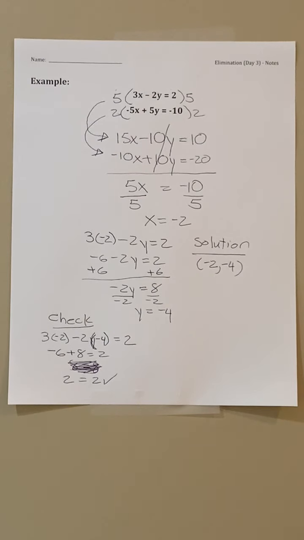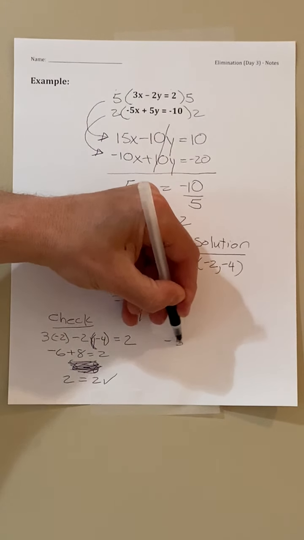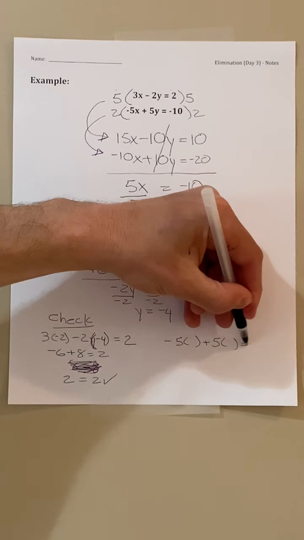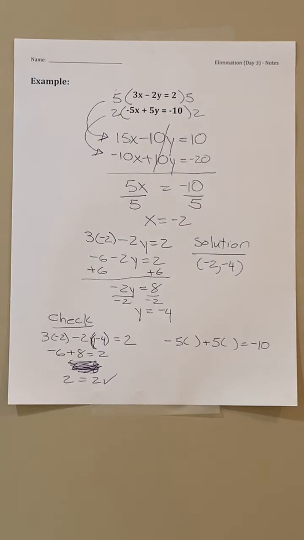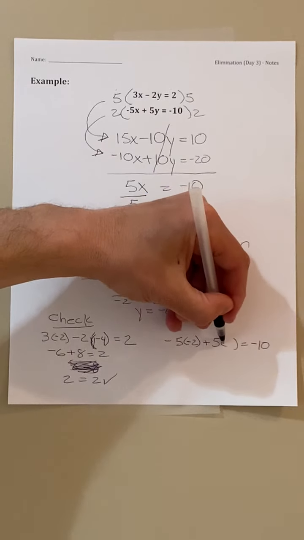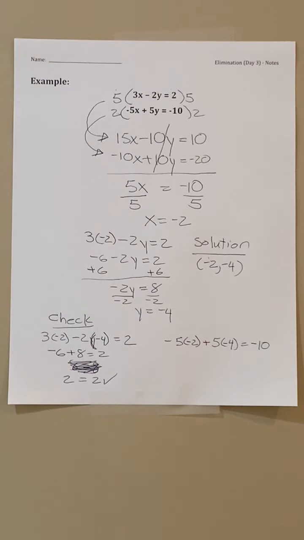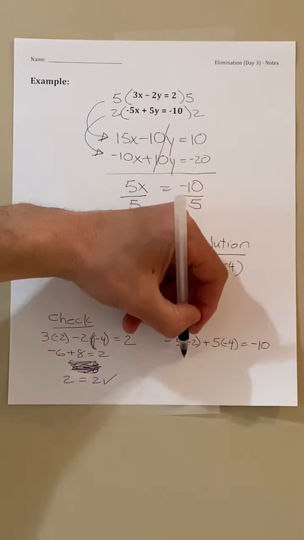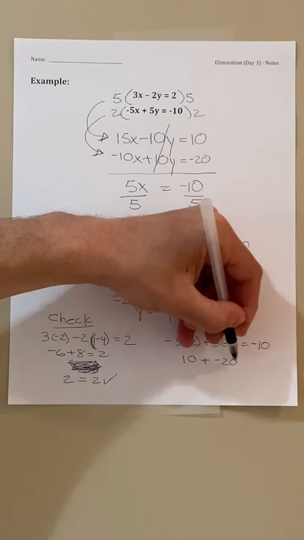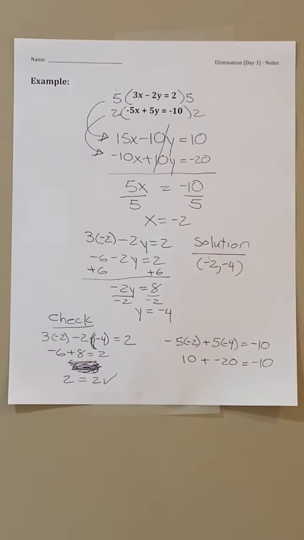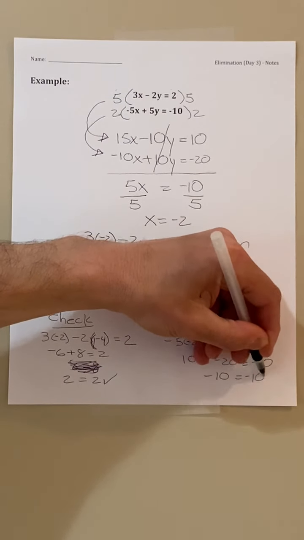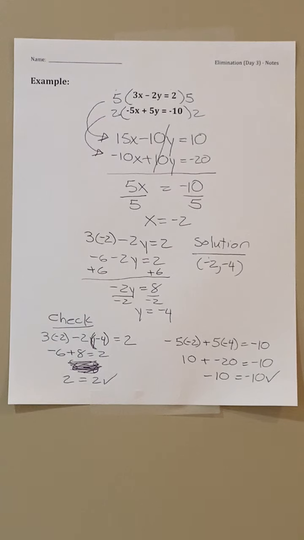Now let's take our other equation. Negative 5x plus 5y equals negative 10. Again, we're going to plug in the solution that we found here, negative 2 for x and negative 4 for y. So negative 5 times negative 2 gives me positive 10, plus 5 times negative 4 is negative 20, equal to negative 10. 10 plus negative 20 is negative 10, equals negative 10. So that equation also checks.